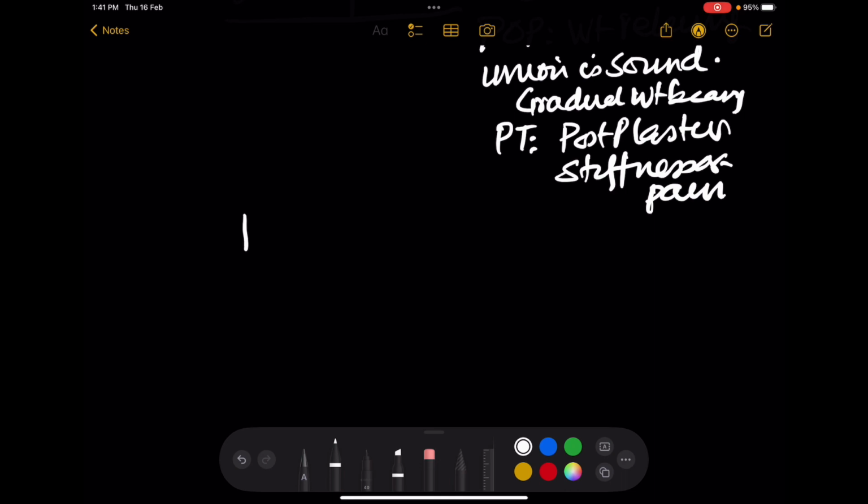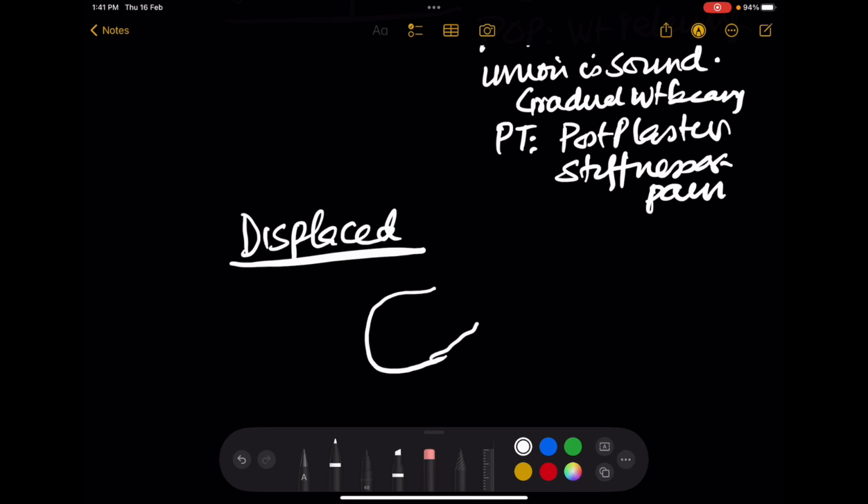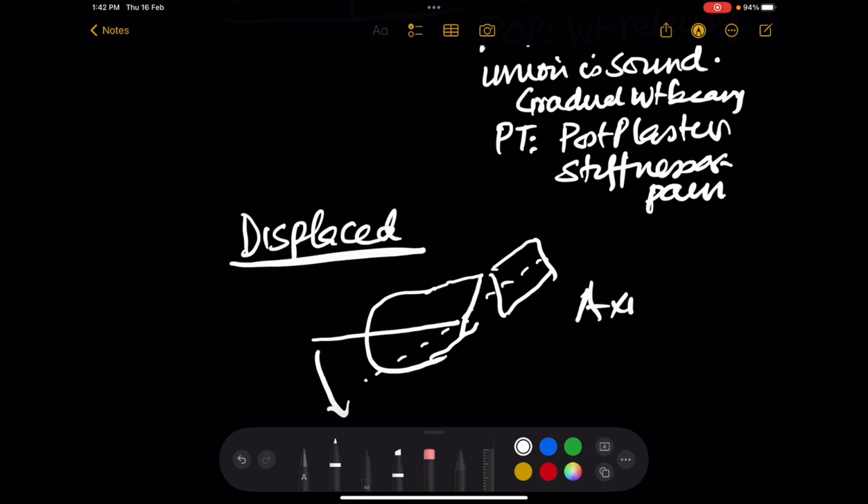Supposing the fracture is displaced, so this angulation is corrected by a pin which is passed up to here, parallel to this surface, then moved in this direction, and then passed upwards. This is called axial pinning.